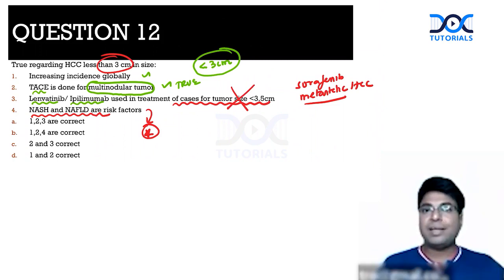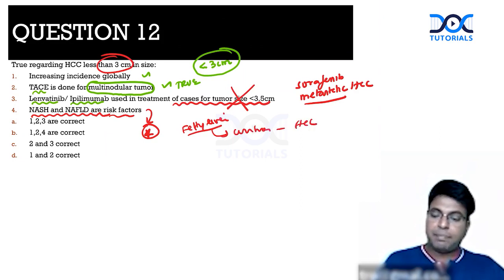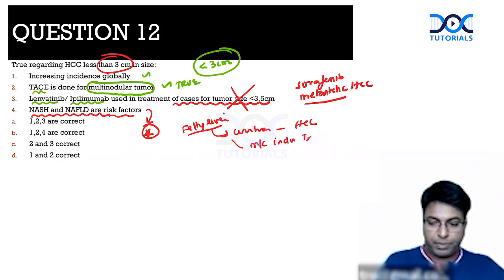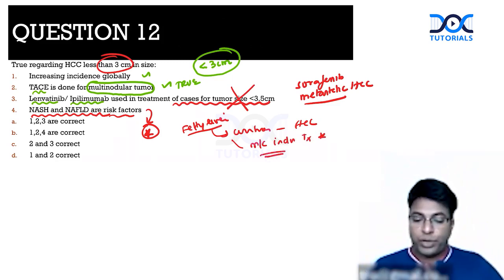In 2030 and 2040, the common cause of cirrhosis will be alcohol and non-alcoholic fatty liver disease. Already, most of you will be having a fatty liver. That is going to be the future. Fatty liver causing cirrhosis, causing HCC, and maybe the most common indication of transplant in future. It will be the most common indication of transplant after one or two decades.